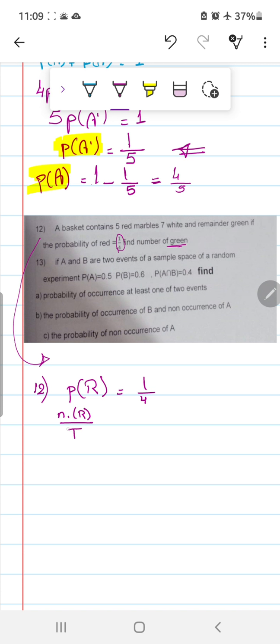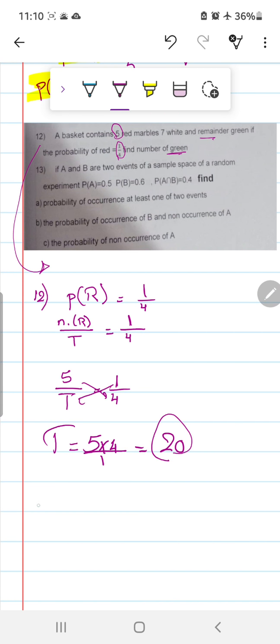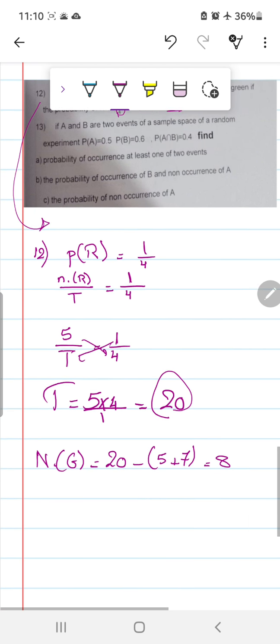over the total, or the number of the sample space, equals 1 over 4. Number of red equals what here in the example? 5. So 5 over total equals 1 over 4. Cross multiplication, so the total will be 5 times 4 divided by 1 equals 20. So the total of the marbles is 20. We have 5 red, 7 white, and the remainder will be green. So the number of green equals what? 20 minus 7 plus 5, which is 8 marbles. Okay?